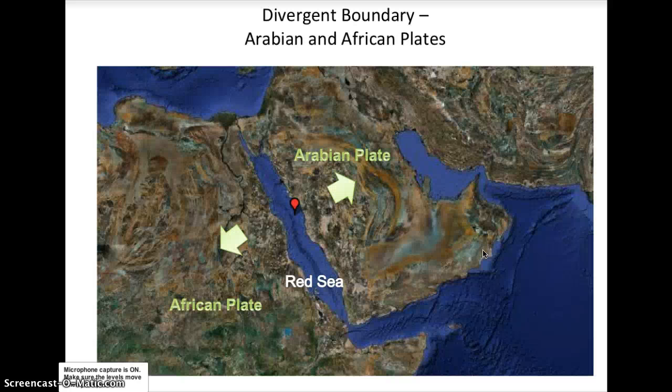Check this out. Divergent boundary between these Arabian and African plates. So look, this plate is like, I'm going to go over here. Well, this Arabian plate's like, I'm going to go over here. So what's going to happen to the Red Sea eventually? Is the Red Sea going to get smaller or bigger? All right, write down these notes.